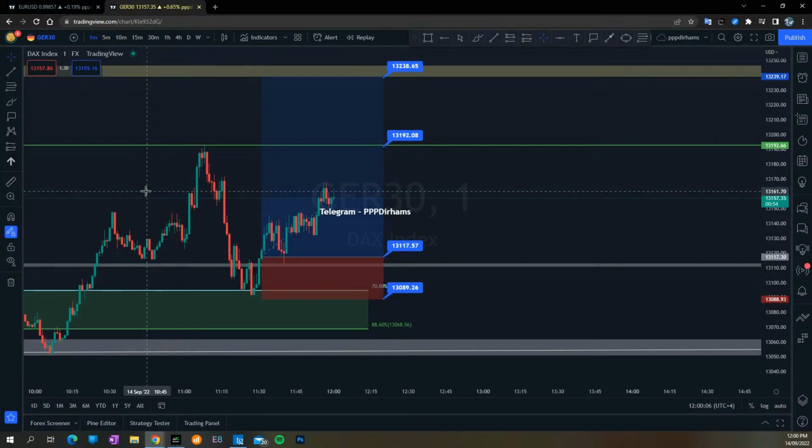One of the best things I love about 1 minute is how I open a trade and I get 100 pips in 2 minutes. That's the best thing I love about 1 minute. I started trading 1 minute recently.